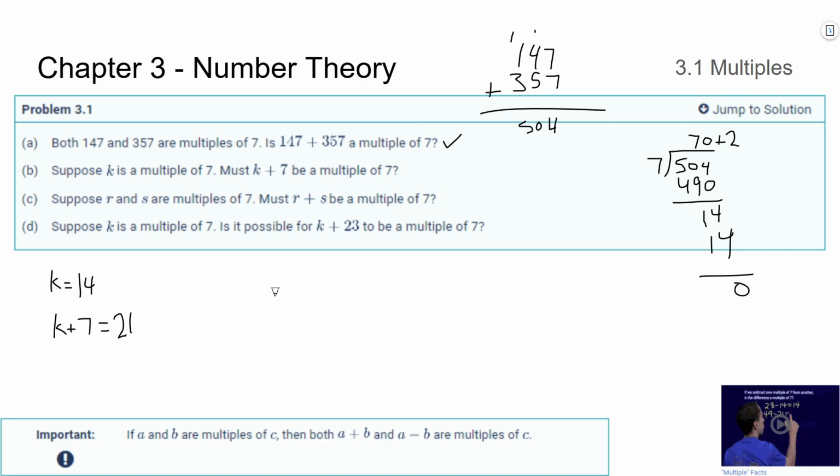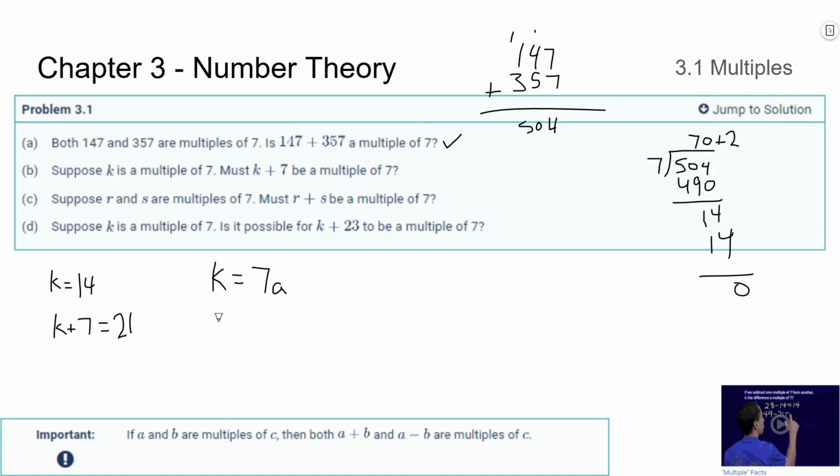So let's kind of abstract this and see if we can do a rudimentary proof for this. So if k is a multiple of 7, then we know that k has to be 7 times some integer, right? Like, for example, if k is 14, then we know that k is 7 times 2. If k is 21, then k is 7 times 3. If k is negative 21, we know that k is 7 times negative 3. But it has to be times some integer. We know it's a multiple of 7, so it has to be 7 times something.